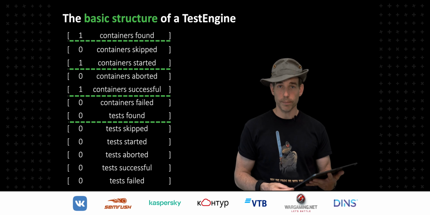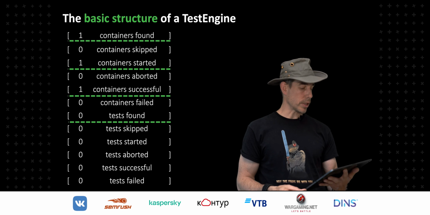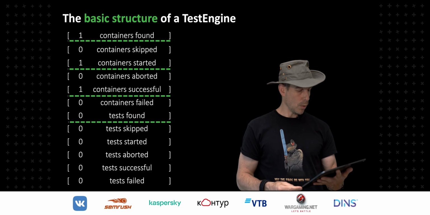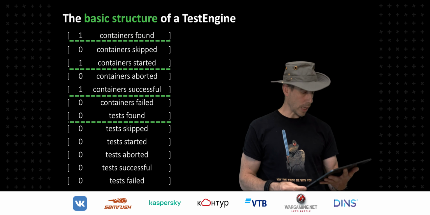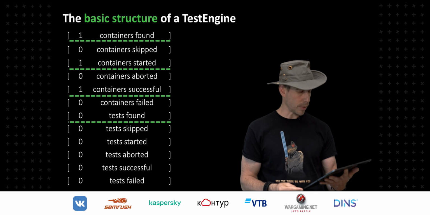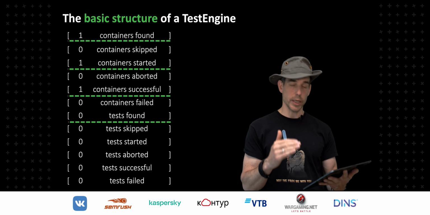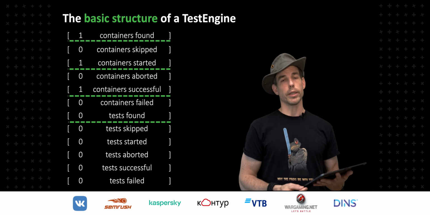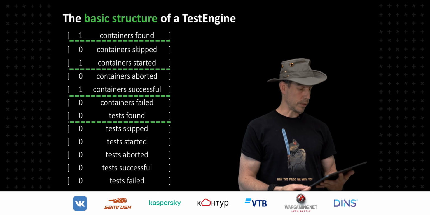If you're doing this one, you will see output on command line. For example, we found one container. Yeah, we just started one. We started one. Yes, we have one successfully. Yeah, we just used always a successful method. And we have no test, we have no failed test, and so on, because we just created a root node for the whole test plan.